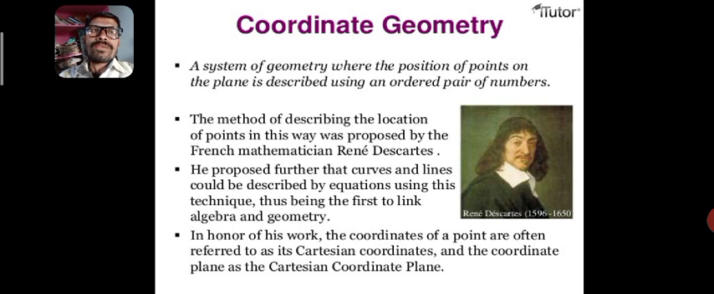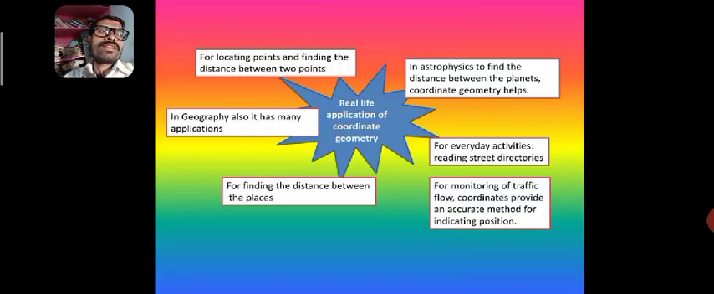So we use coordinate geometry to represent or to locate points or places geographically on the globe. It also has wider application in our daily life. This coordinate geometry can be applied for locating points and finding the distance between 2 points. In astrophysics, to find the distance between the planets, coordinate geometry helps. Also in geography, it has many applications.